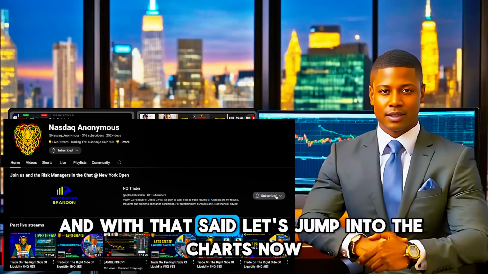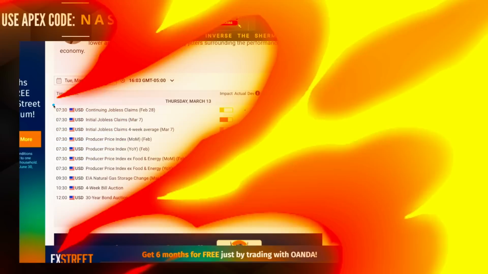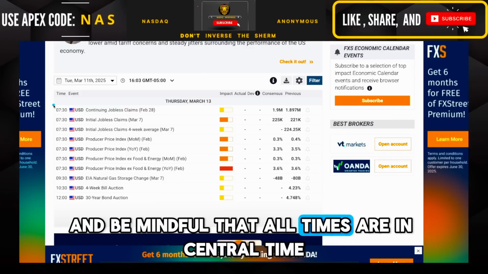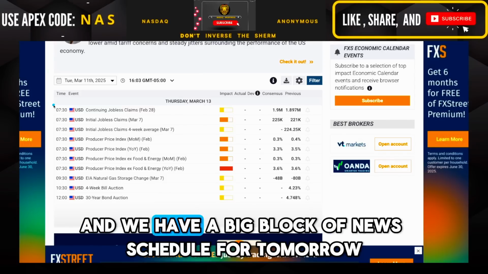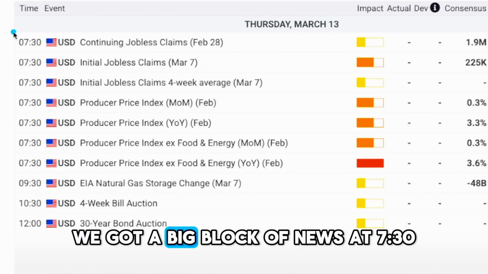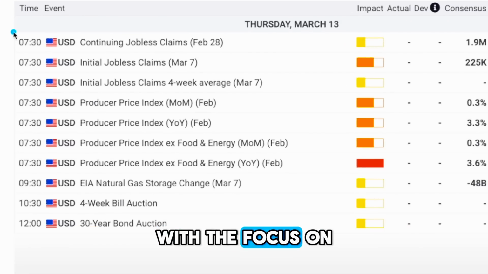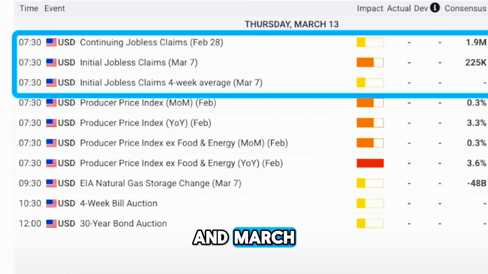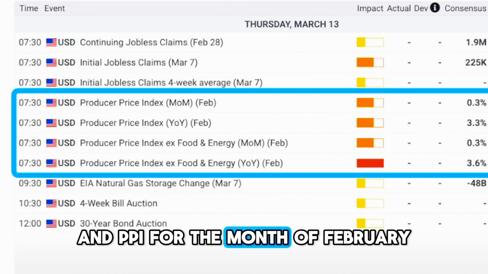And with that said, let's jump into the charts now. This is tomorrow's data. And be mindful that all times are in Central Time. And we have a big block of news scheduled for tomorrow, so let's jump into it. We got a big block of news at 7:30 with a focus on continuous and initial jobless claims for the month of February and March, and PPI for the month of February.